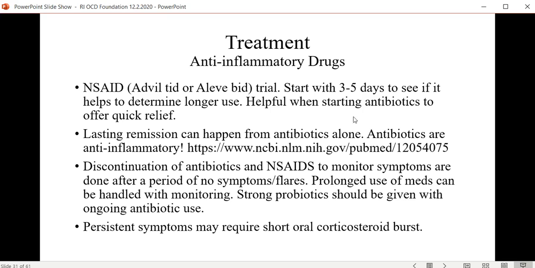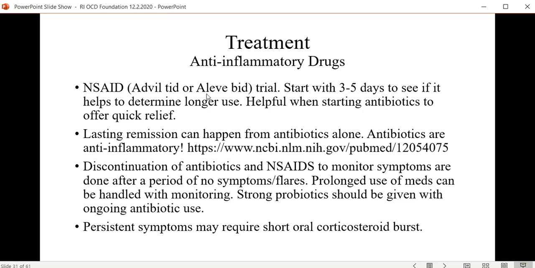As I mentioned, the NSAIDs: if you even think your child may be having this, a simple thing you can do without getting medical advice from me or anybody else is just to try 3 to 5 days of a proper dose of Advil or Aleve for your child. Now, proper dose is based on weight. It's also based on 3 times a day, that's TID, for Advil, or twice a day for Aleve.